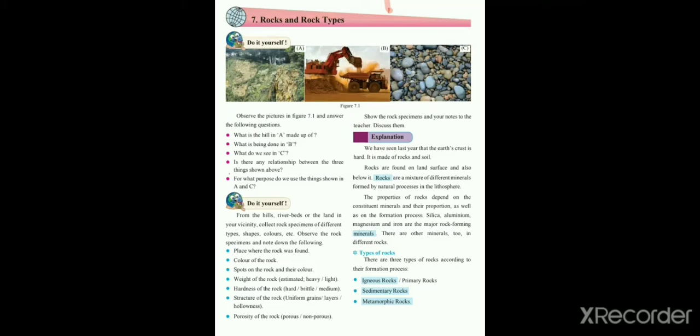Good morning, students. As our Diwali vacation is over, let us start with the next part of our geography, that is the seventh chapter. Today we are going to learn about rocks and rock types. So this is our seventh chapter.